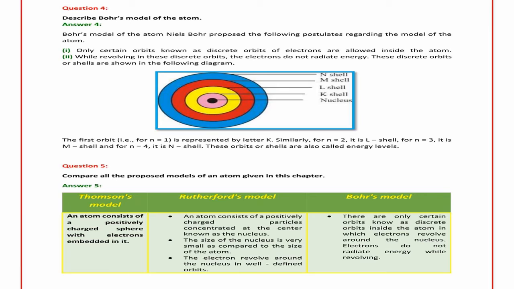Now describe Bohr's model of atom, which is very, very important. Bohr's model is compared to the solar system. He told that at the center, the nucleus is there. In the nucleus protons are there, and around the nucleus electrons revolve in a fixed path known as an orbit or a shell. They are also called energy levels.